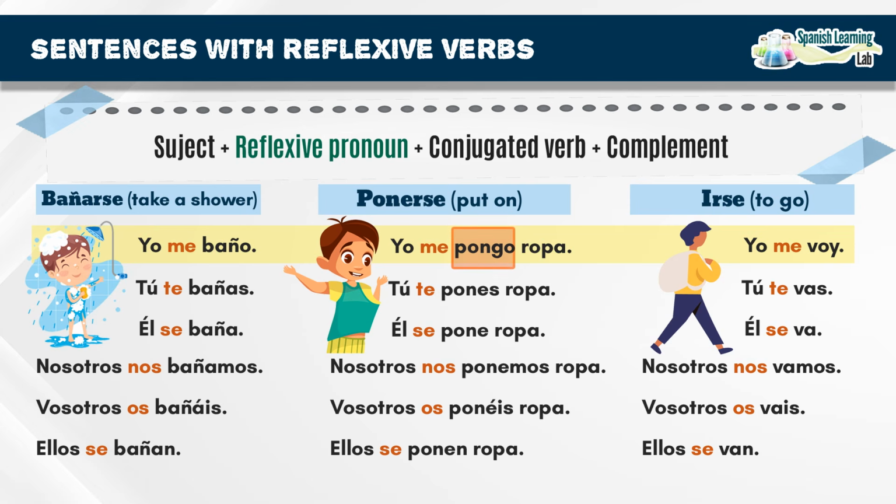In the same way, the verb poner, to put on, is conjugated like any regular verb that ends in er, except for the pronoun yo, since it undergoes a spelling change and it is considered a special case. Finally, the verb ir, to go, which is used reflexively on some occasions, is an irregular verb, so you have to remember its conjugations and use them properly.